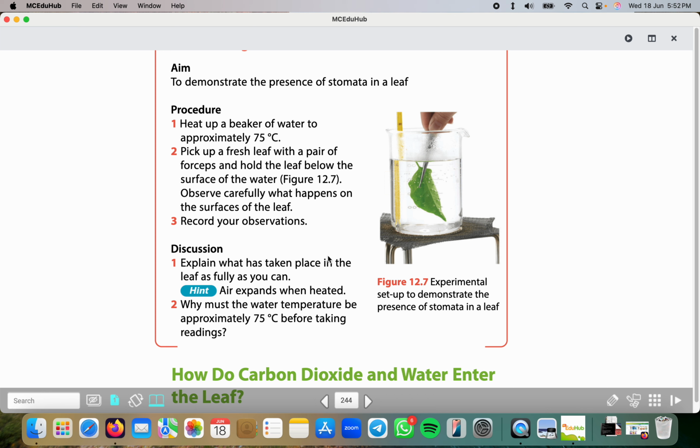So why is this happening? Firstly, you're putting the leaf into hot water. Air will expand when it's being heated. So now the air that's inside the leaf will expand, and because it expands, there's not enough space for it, so it's going to escape out from the stomata. Of course, the question says, why must the water temperature be approximately 75? It's warm enough to expand the air in the leaf, but not too hot to the point where it completely denatures the leaf and changes the cell structure, which may cause some of the stomata to become denatured.